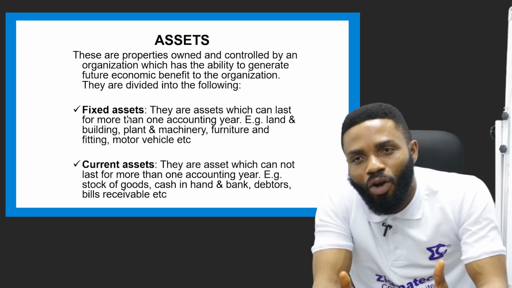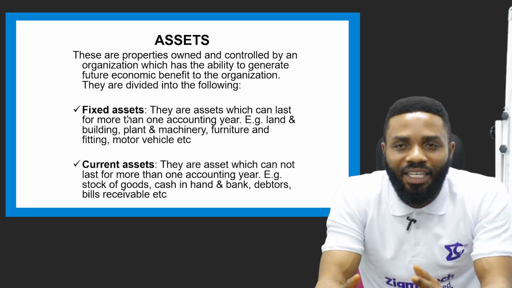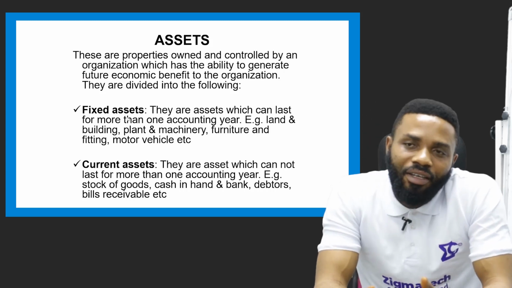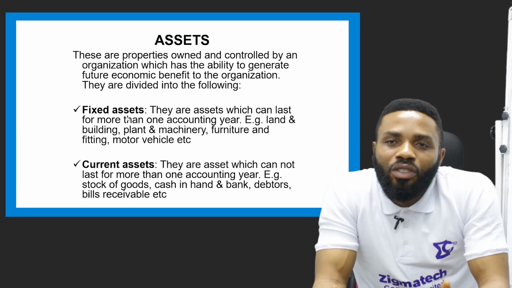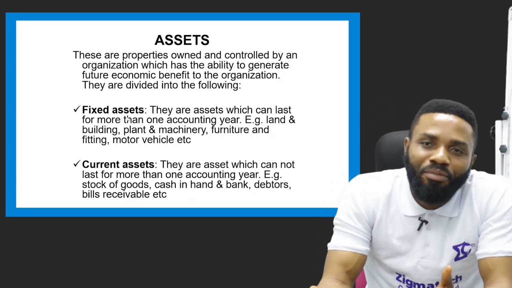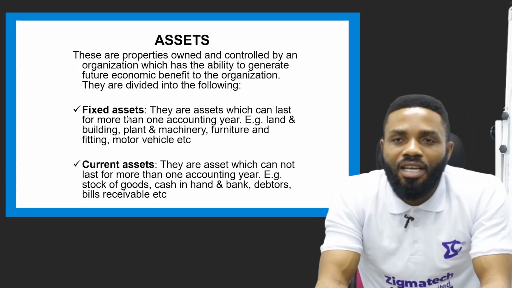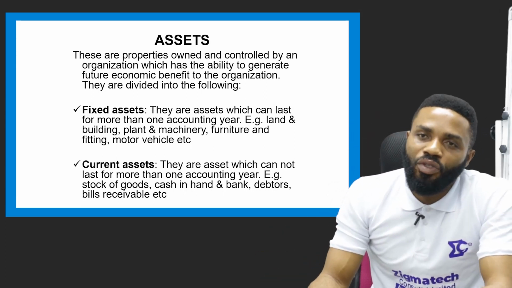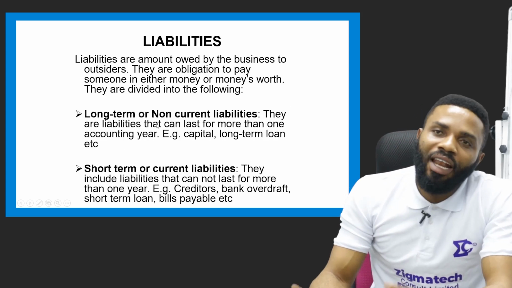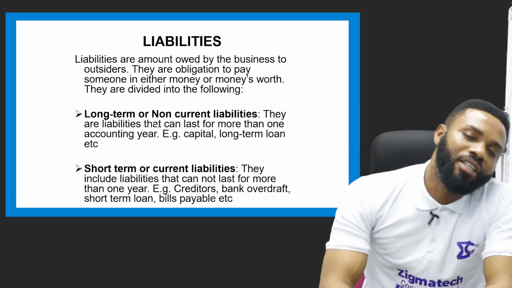And then the same thing with current assets. Current assets, basically, are assets that cannot last for more than 1 year. They are stock, what we call inventories. They are cash, bank, debtors, bills receivable. The same thing applies to this. This classification varies with what? Companies.